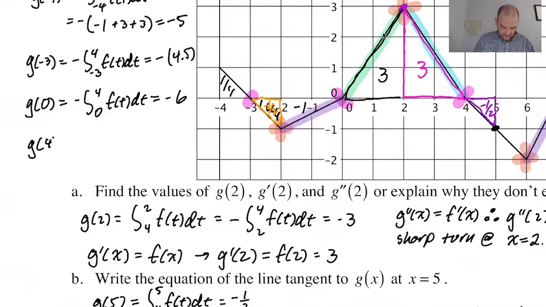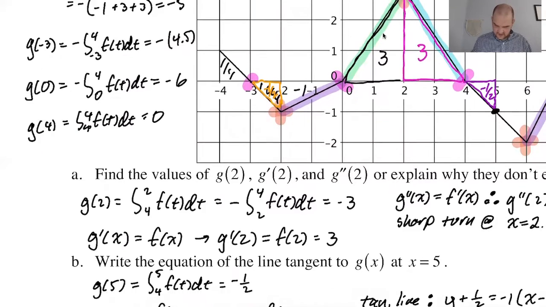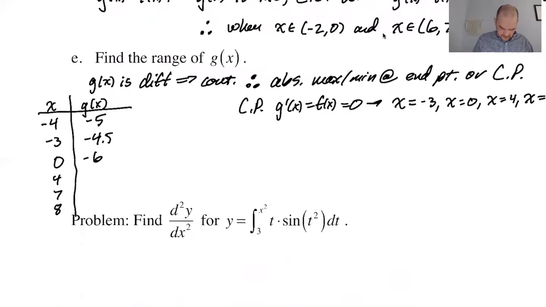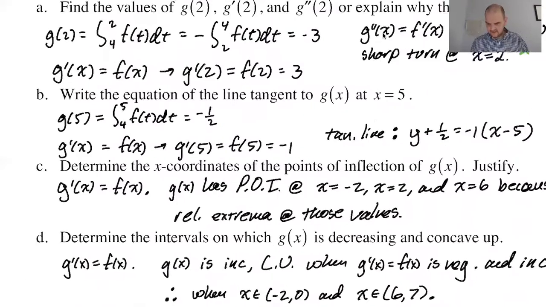g of 4 is the integral from 4 to 4 of it doesn't matter what, because that's going to give me 0. So that's awesome. So 0. Now I got to find g of 7. Then I got to find g of 8.